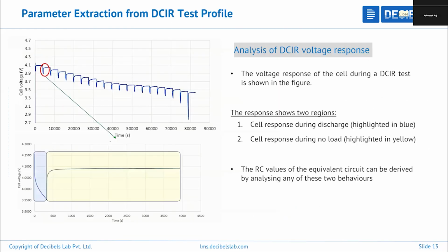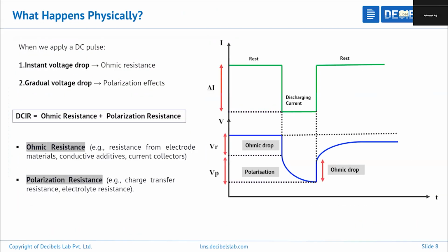In slide 8, which part of the graph represents RC parameters? I am mentioning these pulses. In these pulses some voltage changes will be there. If there is a sudden change, it will be associated with your ohmic drop, and the slow processes, whatever voltage changes are observed, will be associated with the polarization.